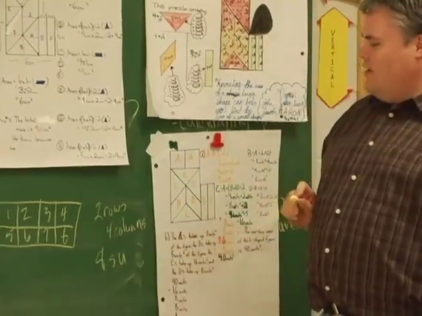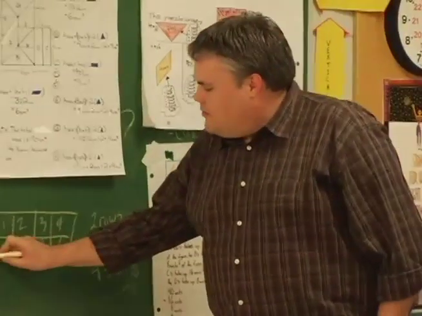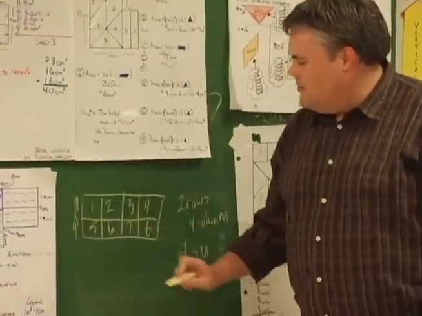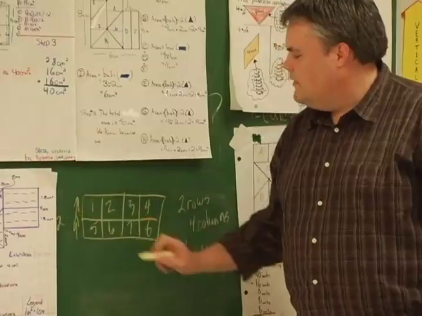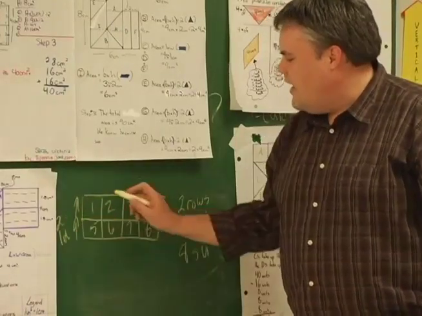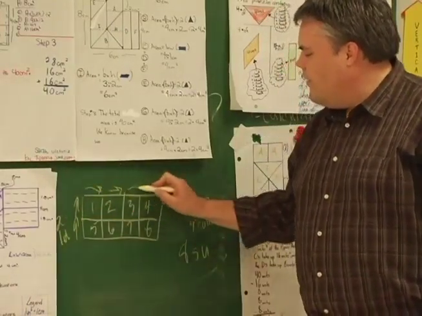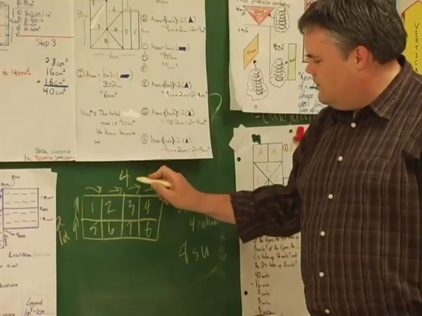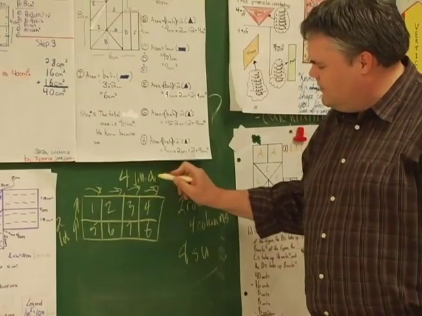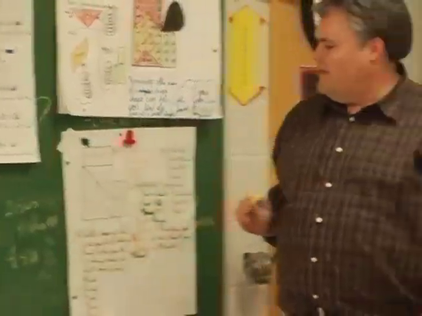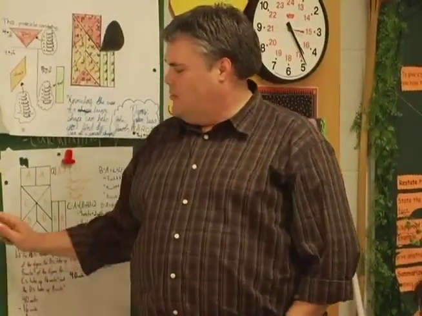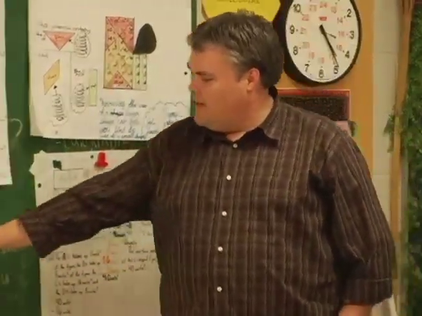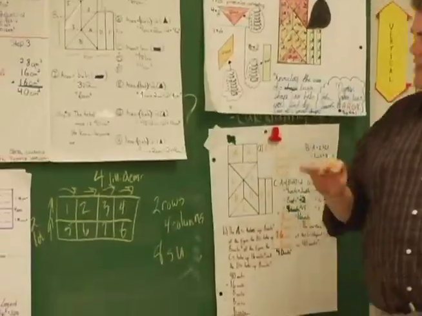I think they also, some of them are noticing that there's linear dimensions here as well. So here's 2 linear dimensions. And then here, you've got 4 linear dimensions. So I think they need to go from the counting to the rows and columns and then to the linear dimensions. I think we need to bridge that for them.